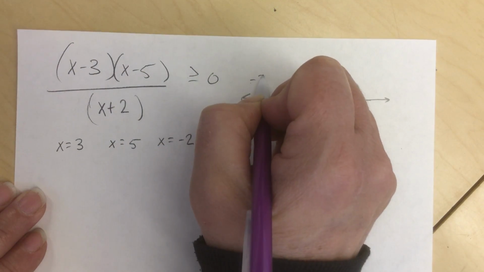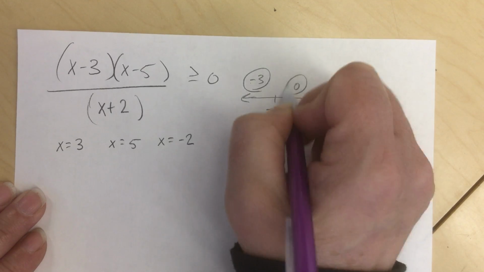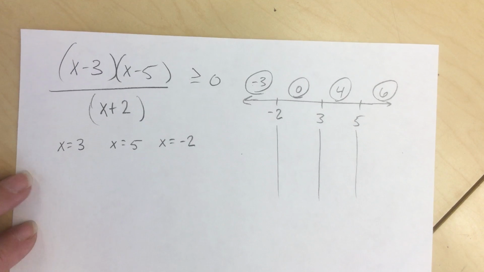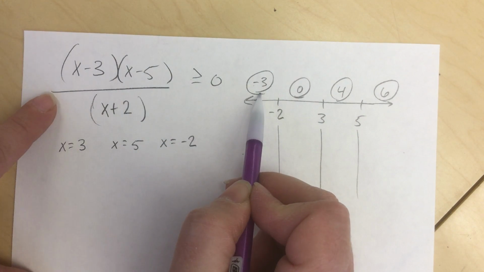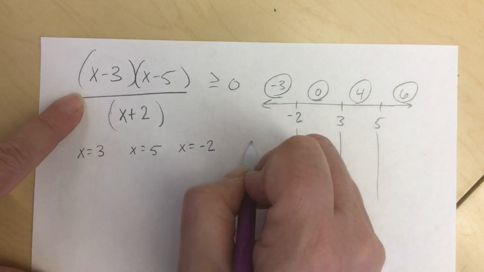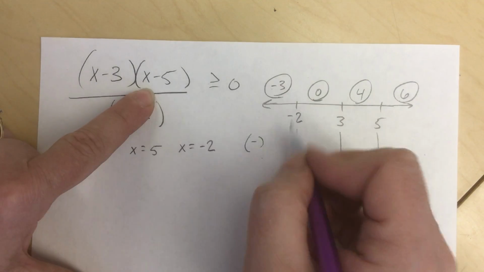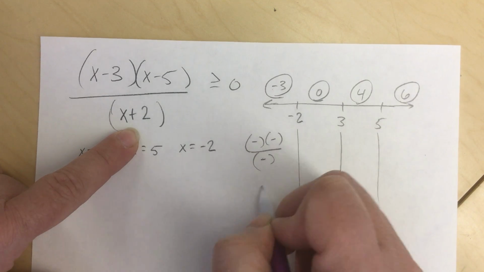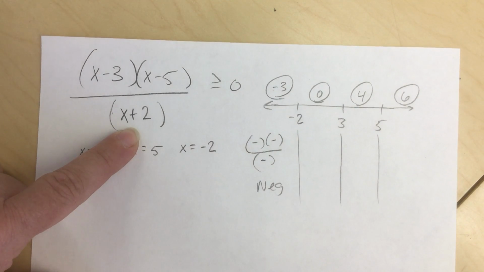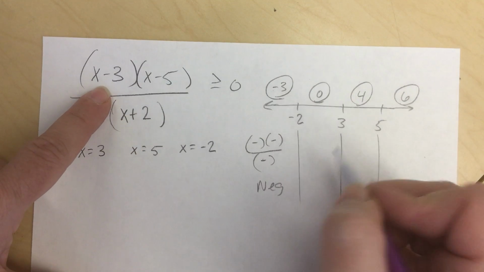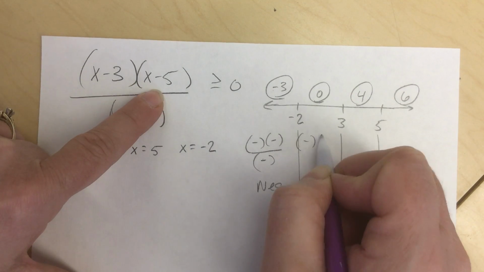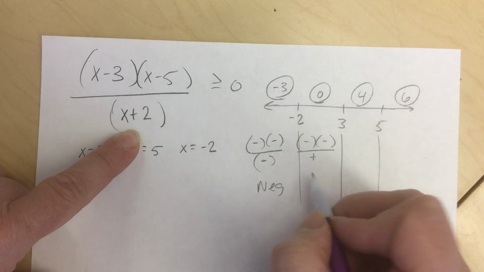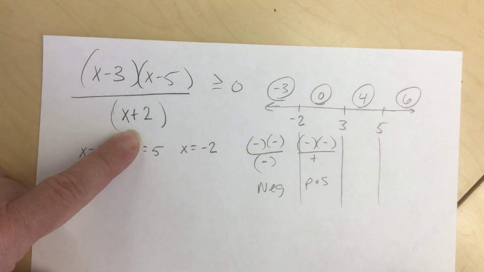So I'm going to pick -3. I'm going to pick 0, 4, and 6. Okay, so if I take -3 and plug it in here, I'm going to get a negative. -3 minus 5 is going to be another negative. -3 plus 2 is another negative. 3 negatives makes a negative. I'm going to take 0. 0 minus 3 is negative. 0 minus 5 is negative. But 0 plus 2 is positive. 2 negatives makes a positive.